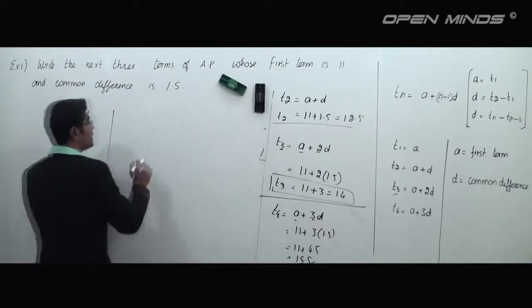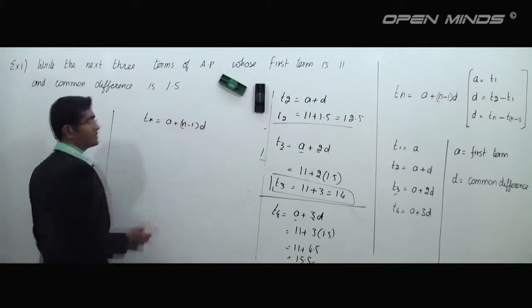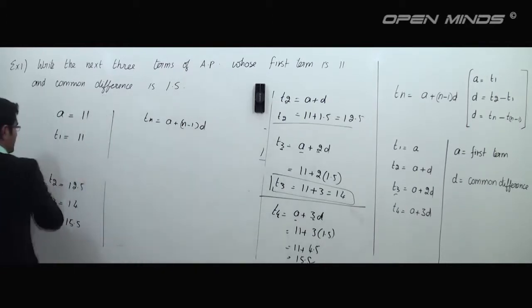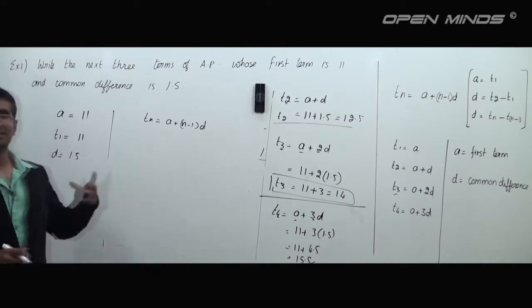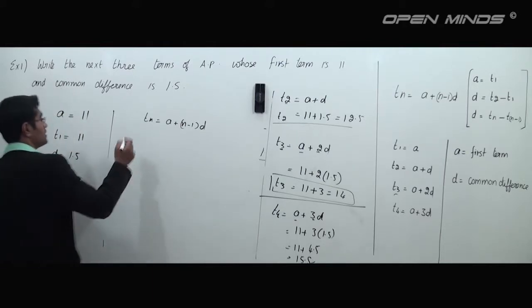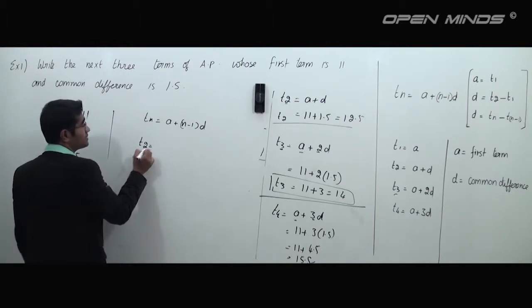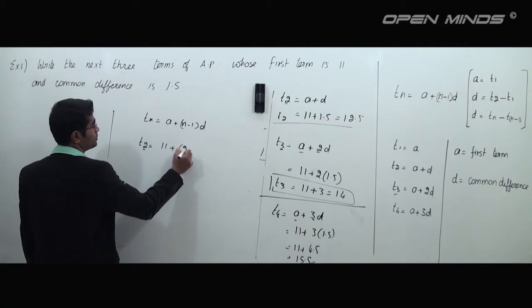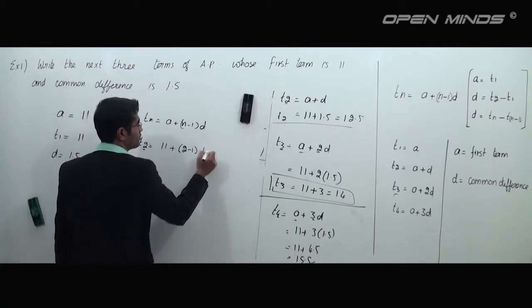Alright, you should know that the formula of Tn is a plus (n minus 1) into d, isn't it? Yes. So if I know that the first term is given to me as this, that is t1, and d was like 1.5, I'm looking for the next three terms. I already know what is t1, so I'm looking for t2. Then I just write here, 2 means n is 2 here, so a is 11 plus n is 2 minus 1 times d, and d is also given to me. d is 1.5. Got it.